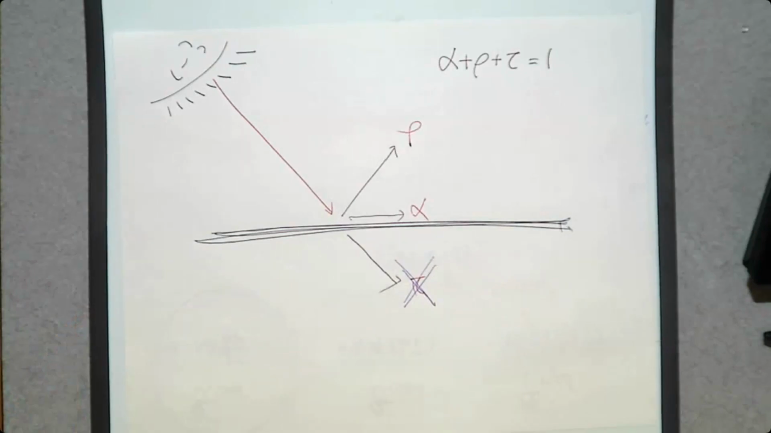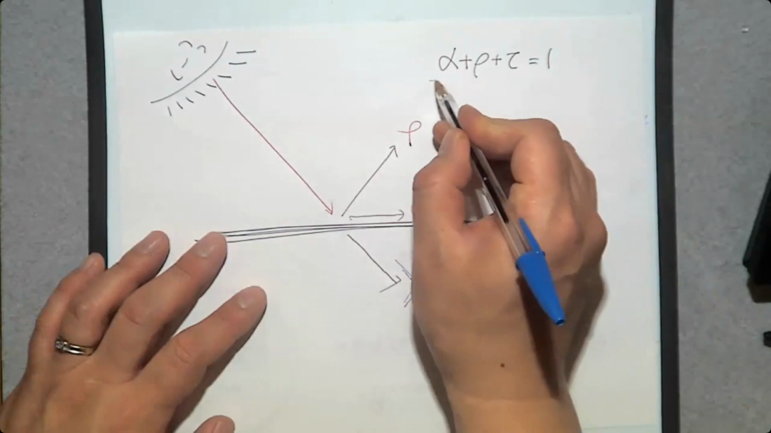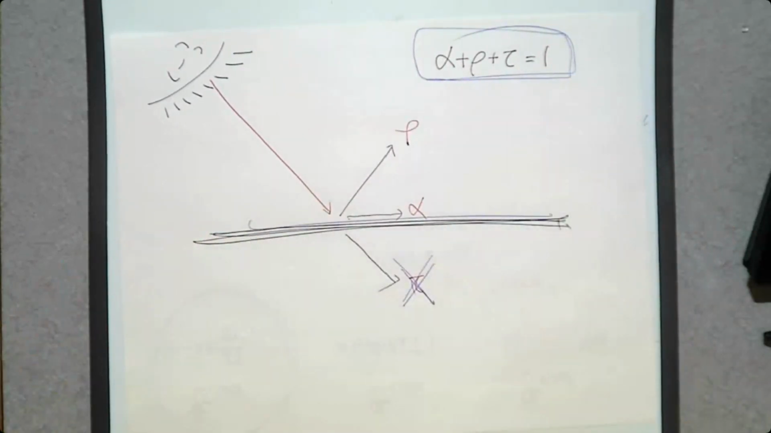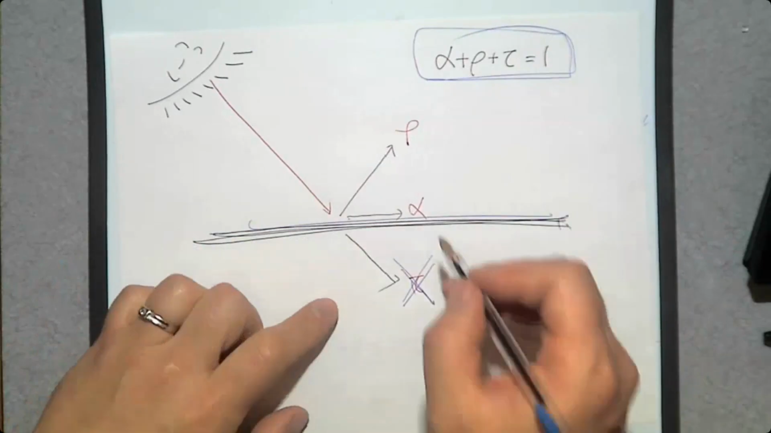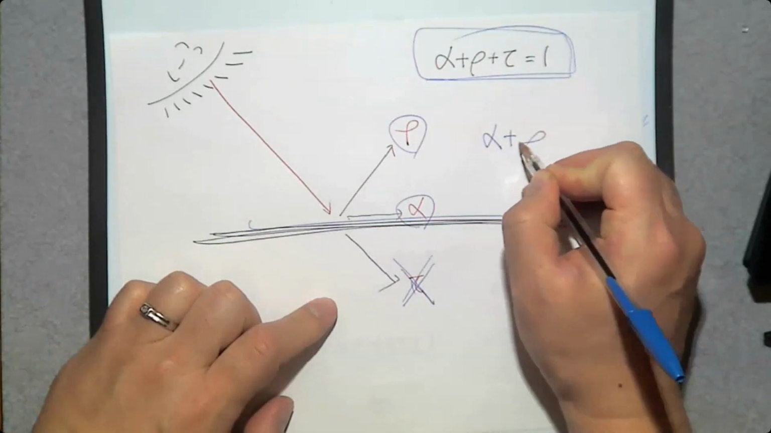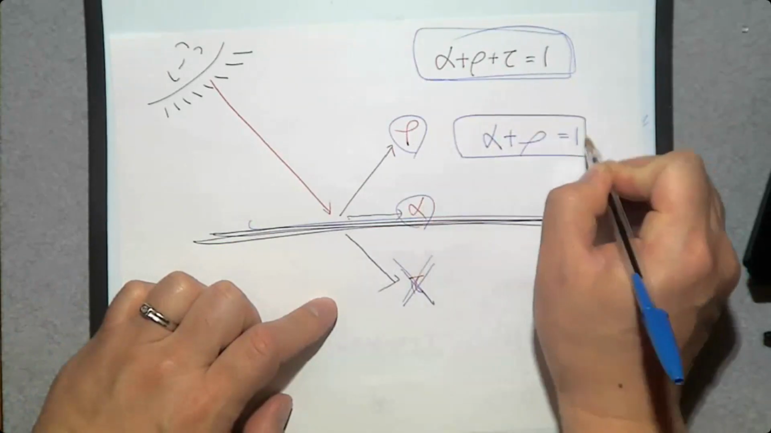Can you see the people in the other room? No, we can't, because it's not transparent, right? So usually there's no tau. So when we talk about how the surface responds to the incoming radiation, it's going to be either absorbed or reflected. Absorbed plus reflected should be 1.